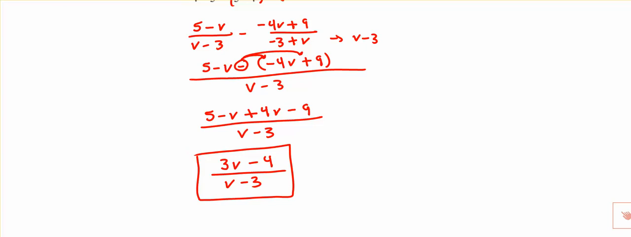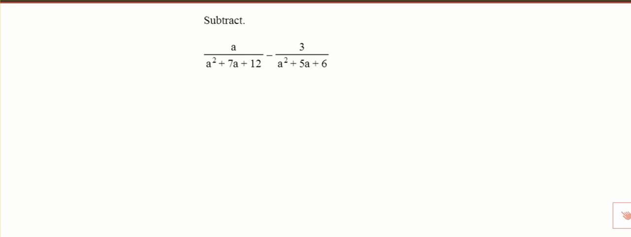Okay, let's take a look at another problem. This one, we have a over a squared plus 7a plus 12 minus 3 over a squared plus 5a plus 6. So again, we need a common denominator. However, our denominators are not the same, but they both can be factored. So we will start off by factoring our denominators in this particular problem.